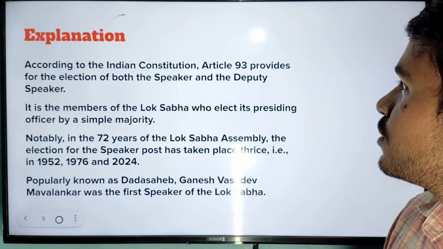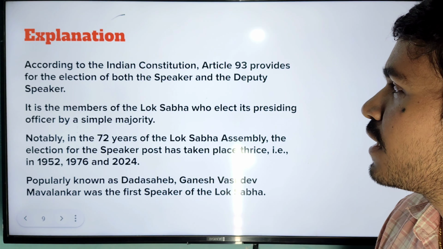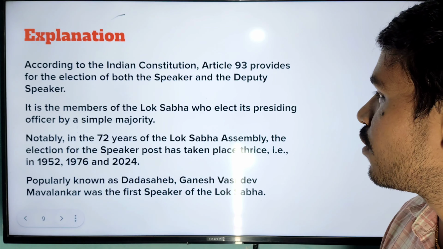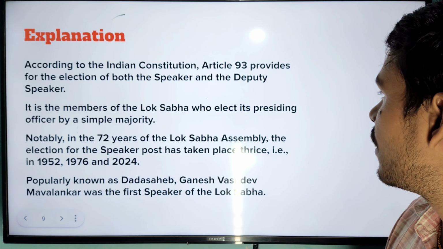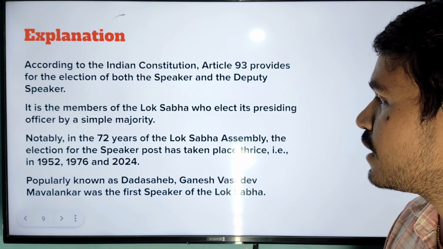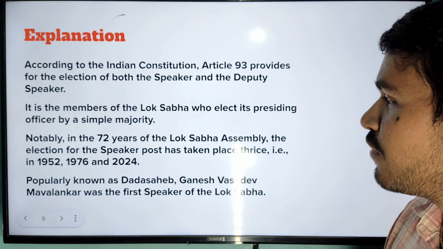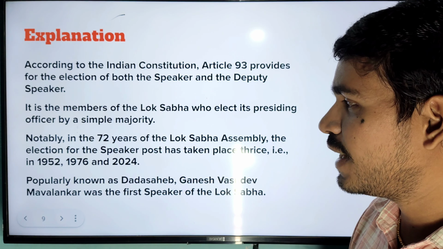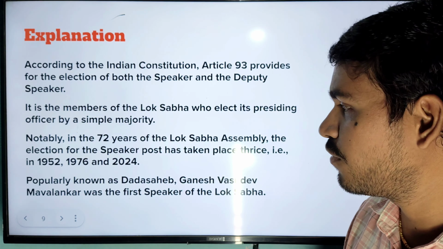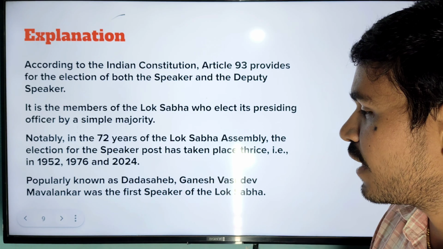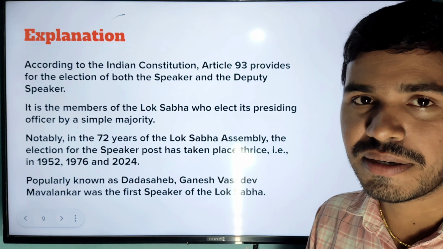According to the Indian Constitution, Article 93 provides for the election of both Speaker and Deputy Speaker. It is the members of the Lok Sabha who elect its presiding officer by a simple majority. Notably, in the 72 years of the Lok Sabha, the election for the Speaker post has taken place thrice, in 1952, 1976 and 2024. Popularly known as Dada Saheb, Ganesh Vasudev Mavalankar was the first Speaker of the Lok Sabha.